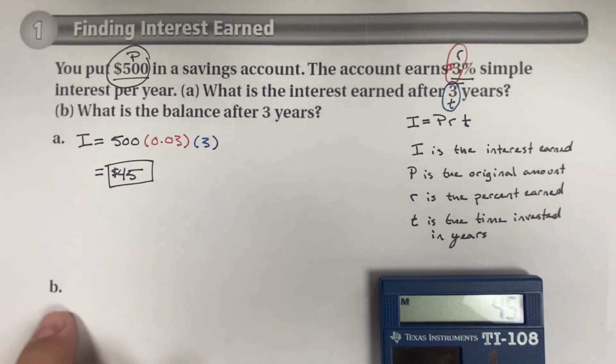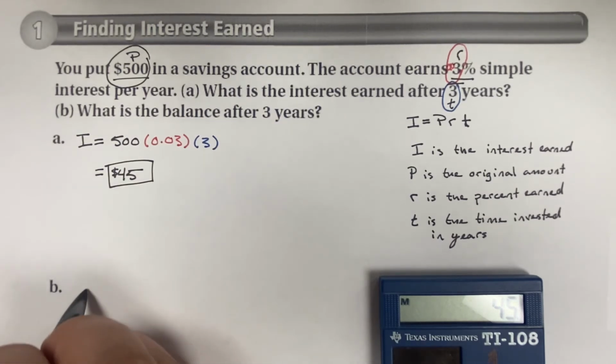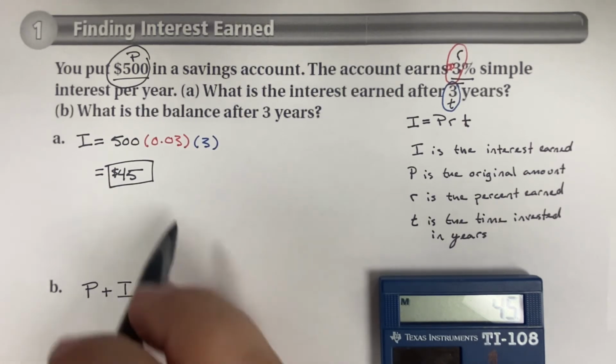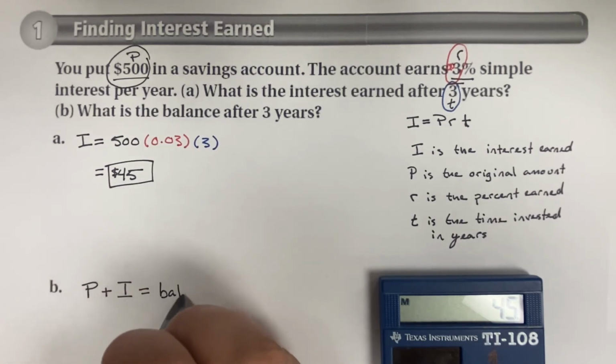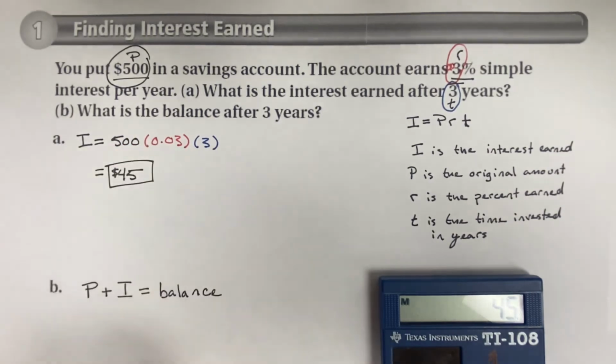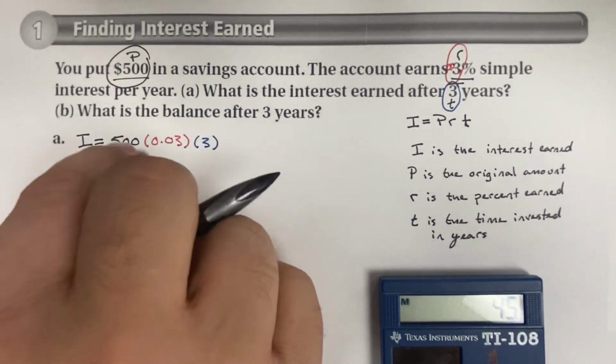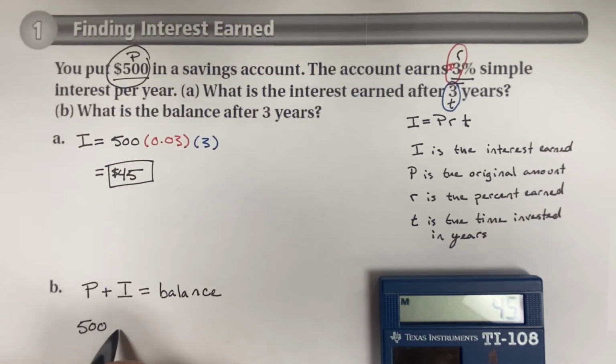Now, down here on B, what is the balance after 3 years? Well, we earned $45. We started with 500. What we actually have to do is take our original amount, our principal, plus our interest, and that's going to be our balance. So when we again go through and substitute, our P was always 500, and we just found our interest of 45. So when we solve that, our balance, when it's simple interest, is $545.